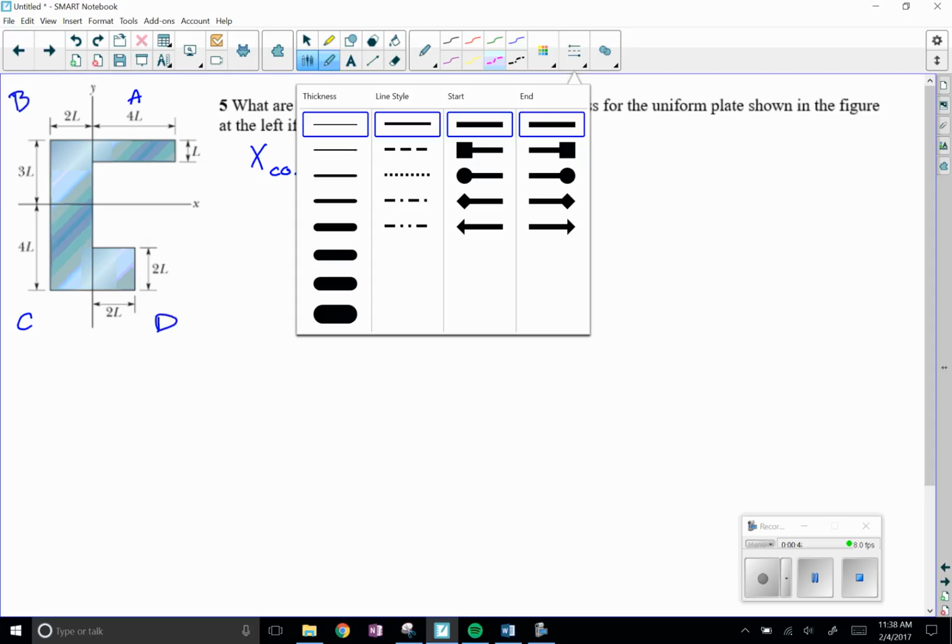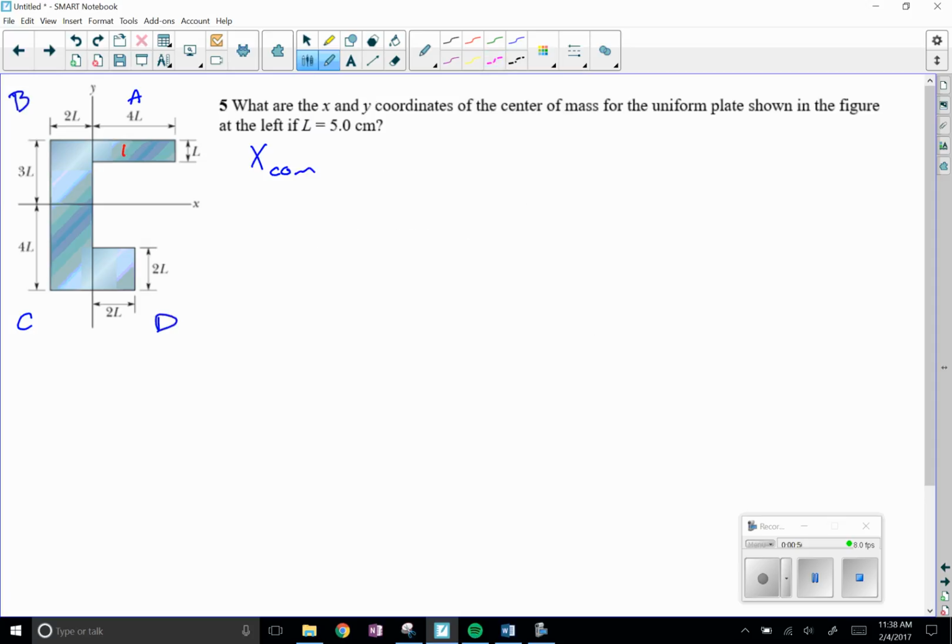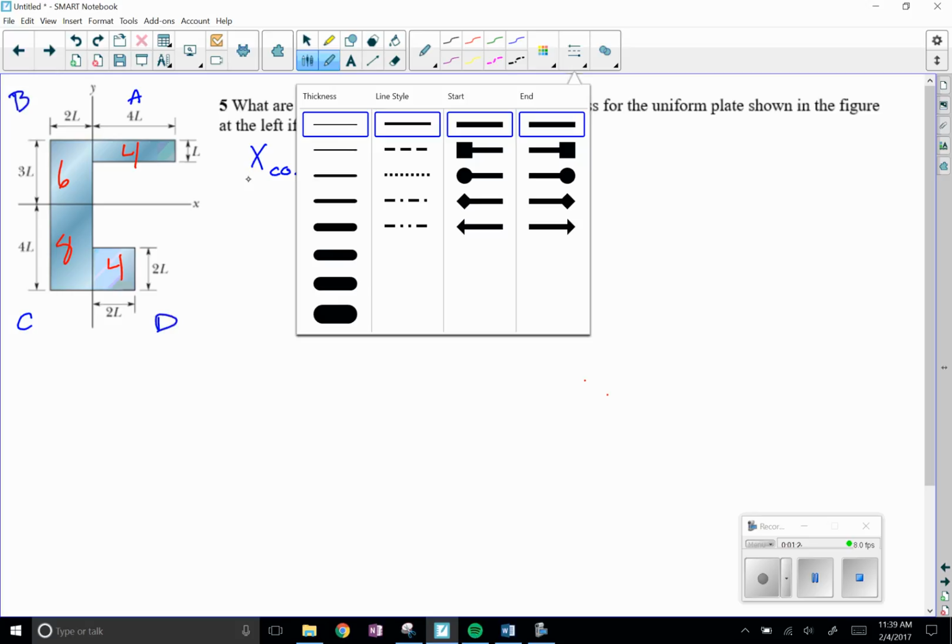With those arbitrary units, I know that chunk A is going to have a mass of 4 mass units, because the area is 4L squared. The mass of chunk B is going to be 2L times 3L, so 6L squared. The mass of chunk C is going to be 4L times 2L, so 8 mass units, and this will be 4 also. So all I'm going to do is treat each of these chunks as a particle located at its center of mass.